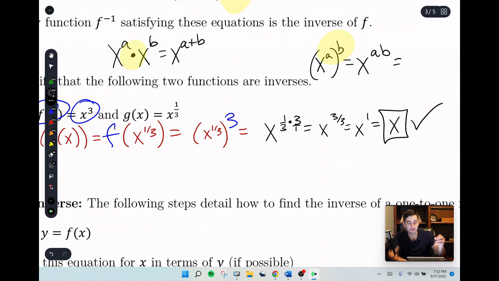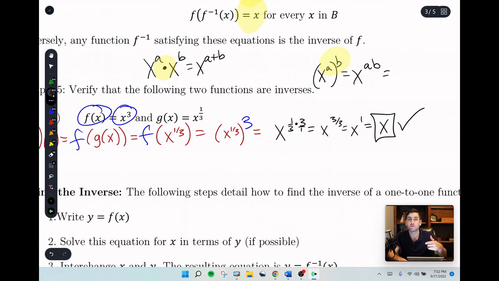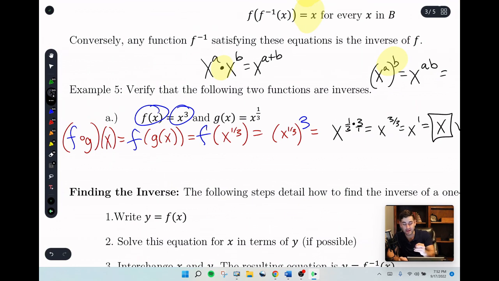So these are inverses. It's cool. It's the first inverse function we've seen. The inverse of the cubic function is the cube root function. Pretty interesting. Let's double check it in reverse, though, to make sure we're true.